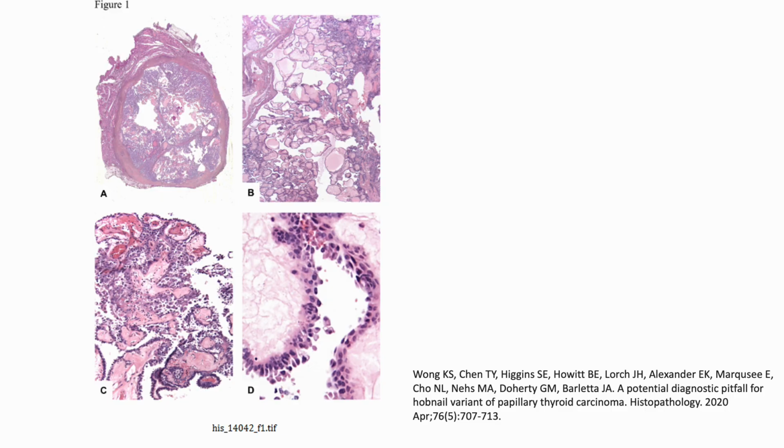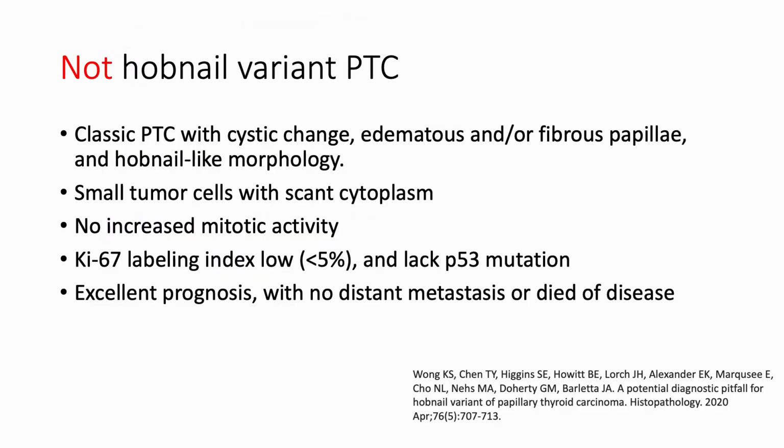Figure C shows the fibrotic papillae. In Figure D, we see that the tumor cells have hobnail morphology with scant cytoplasm. No increased mitosis is appreciated. This is classic variant of PTC with cystic degeneration and hobnail-like morphology, not the hobnail variant of PTC.